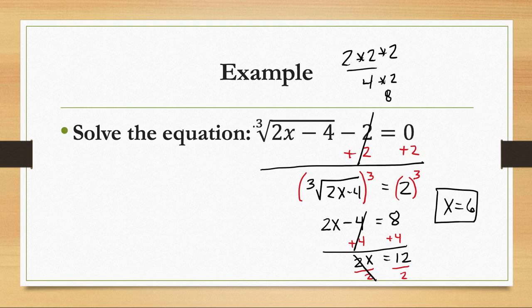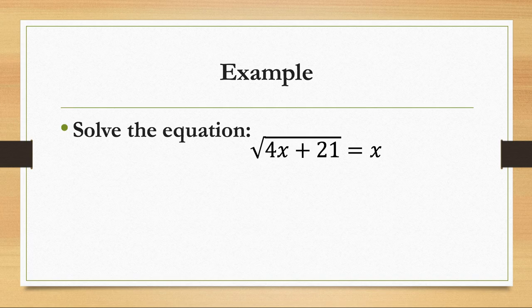Okay, let's take a look at another one. So our equation this time is the square root. Okay, and you do want to keep in mind that if you do not have a power right here, the assumption is that it's a 2. So the square root of 4x plus 21 is equal to x. Step 1 is to get your radical by itself on one side of the equation. So that's actually already done.